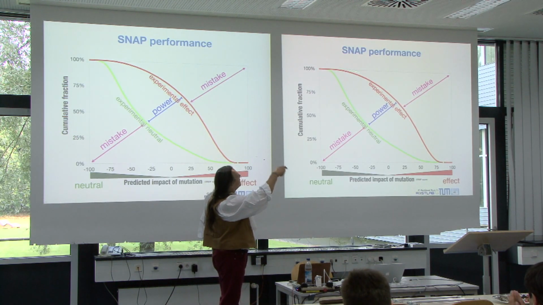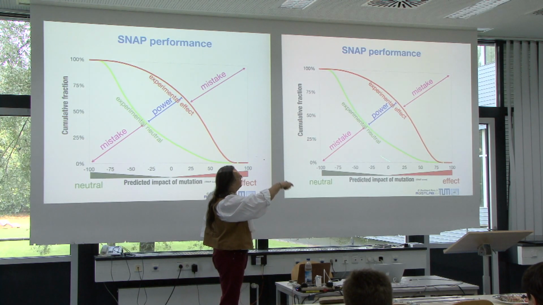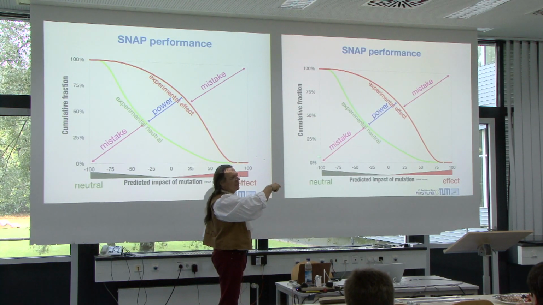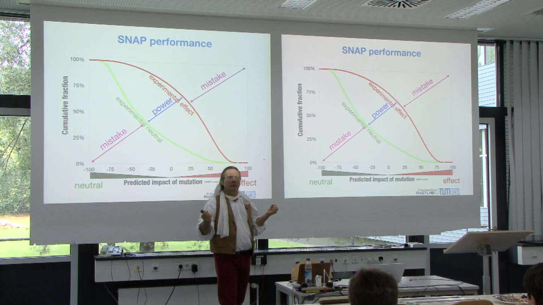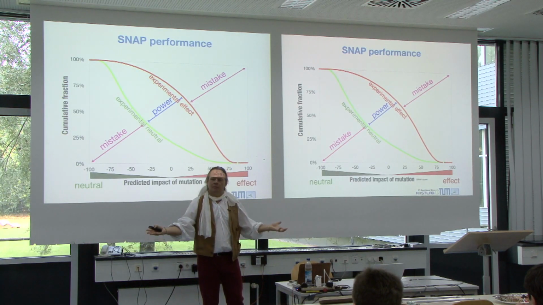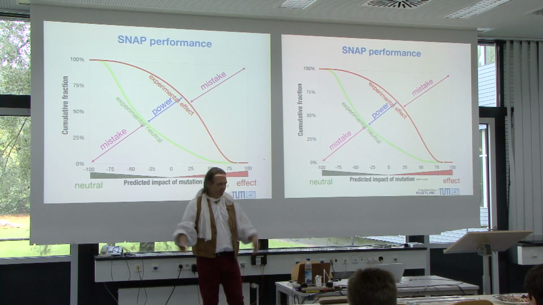Now, in reality, the method is not that good. So this is for a data set of effect. This is for a data set of neutral. The distance to the end here is the mistake the method makes. And the degree to which it pulls these two curves apart is the power. So it's accuracy, right? It's a performance.